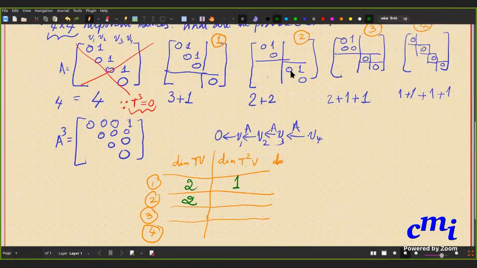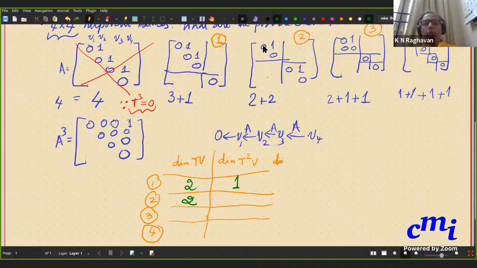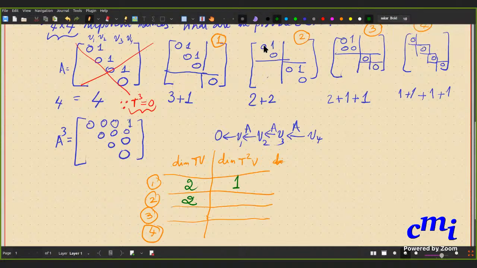What happens to V1? V1 goes to what? So it will become the zero matrix.